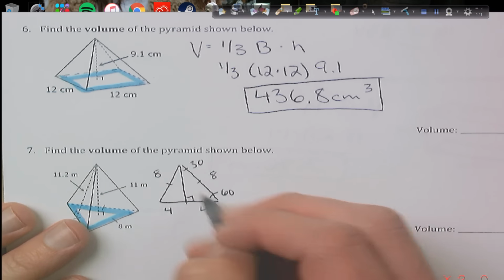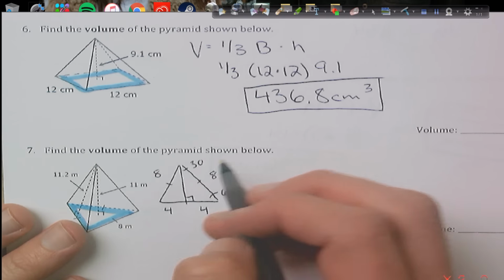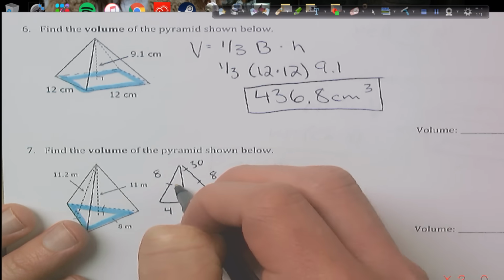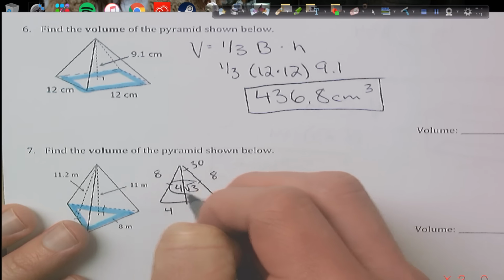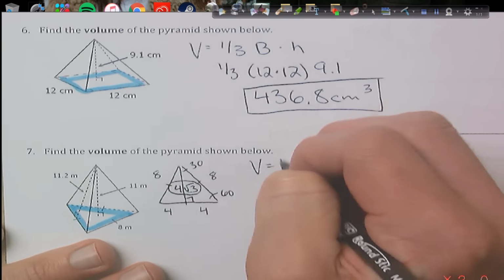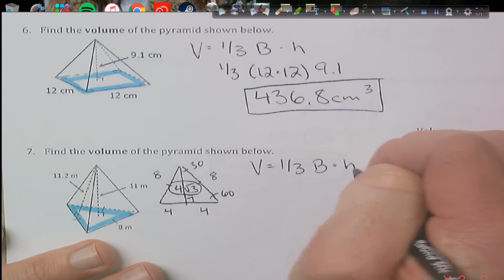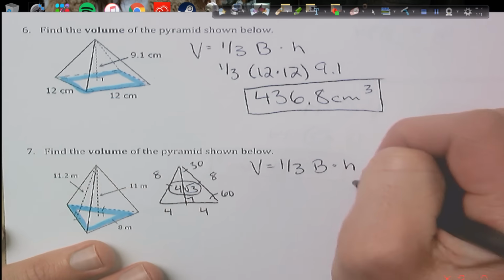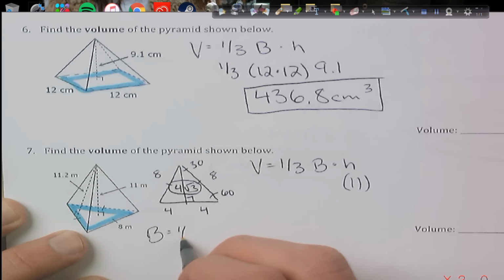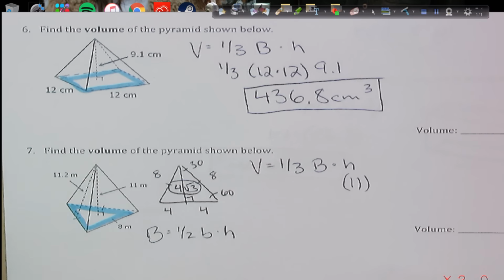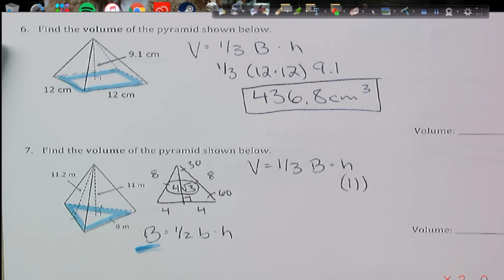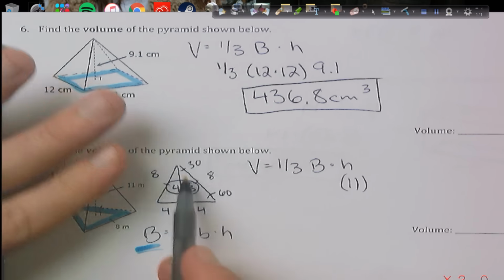So we actually get a special right triangle here. So this 30 is our x position, across from 60 is x rad 3. So we get 4 rad 3 for the height of this. So our volume equals 1/3 big B times h. I see my height is 11. But we need to find the area of the big B, which is 1/2 b times h. Again, this piece refers to the area of the bottom figure. So we're only looking at this triangle.